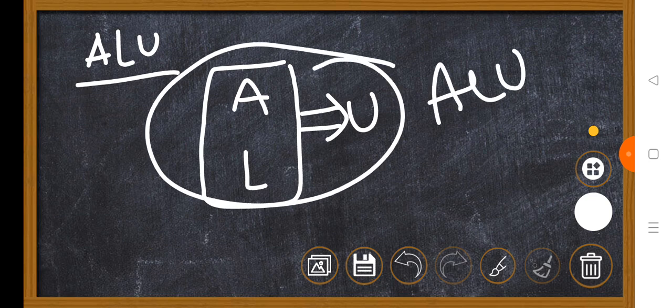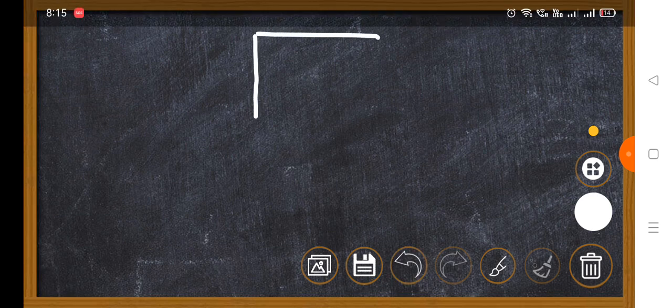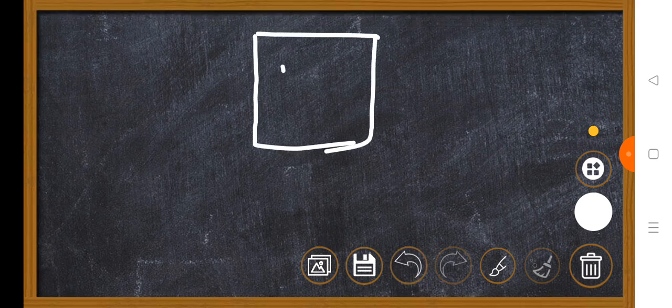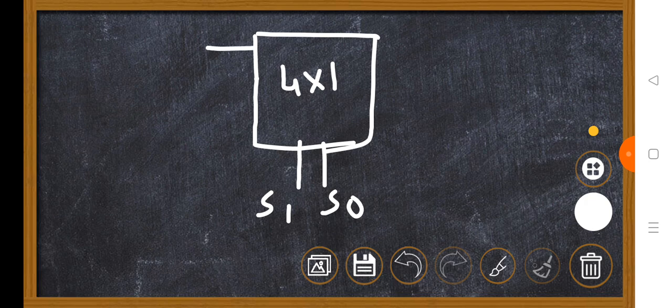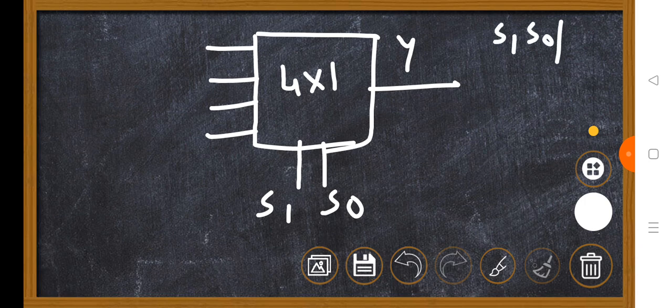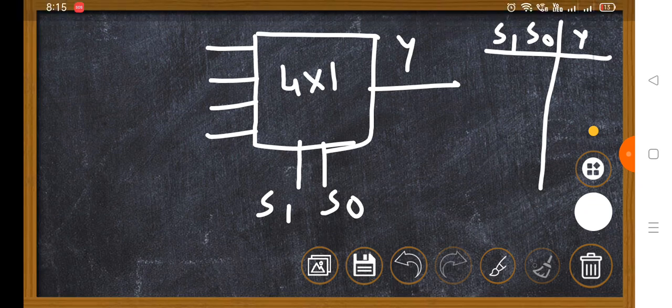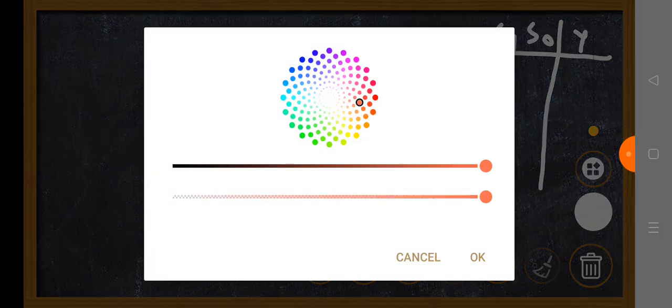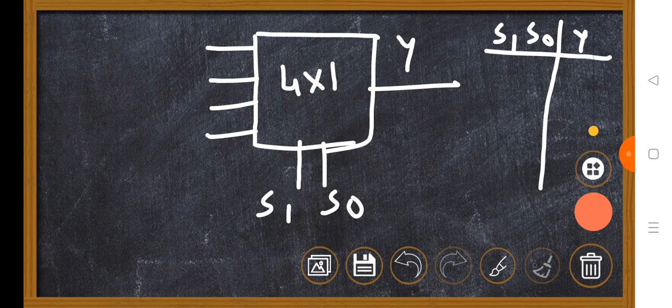Now to explain ALU in your VLSI, I am going to choose a 4:1 multiplexer. Let us assume this is a 4:1 multiplexer. It consists of two selection lines, S1 and S0. It consists of 4 inputs and only one output is going to be allowed. Now let's check S1, S0 and Y.